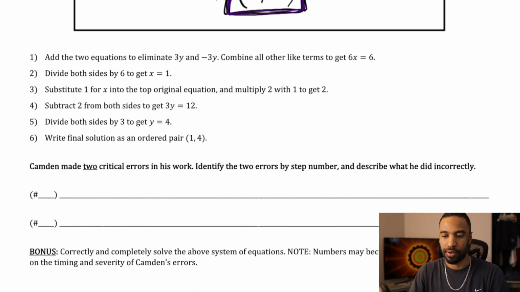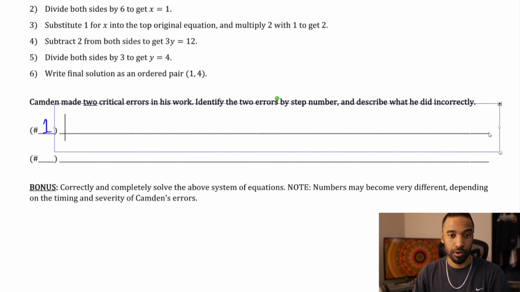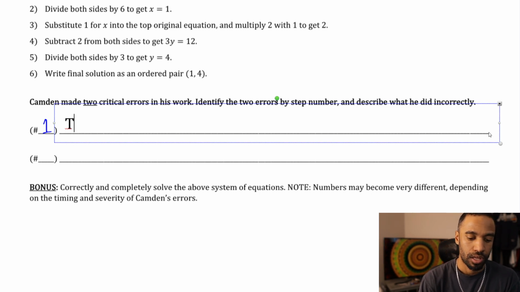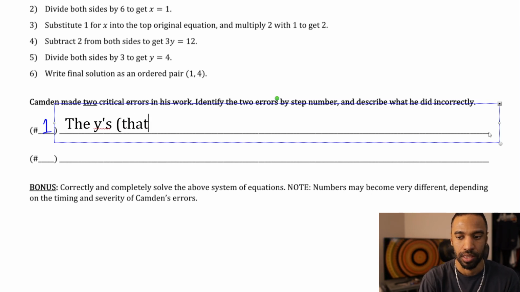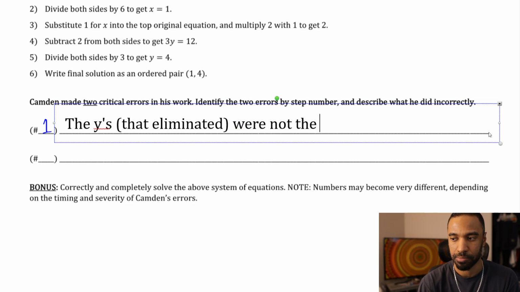We start off with a very critical error there. So step 1, what is the problem? The y's that were eliminated. It doesn't matter whether or not they eliminate. The problem is the ones that combined. The y's that eliminated, I'll put in parentheses because that was what we were going for, were not on the same side of the equation.